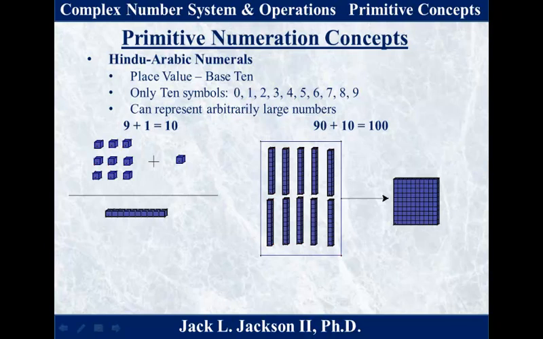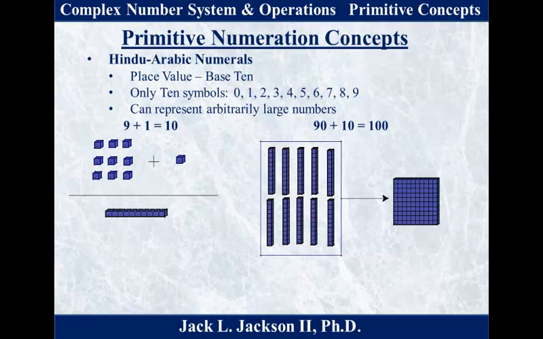So if we have 9 objects and we add one more, they can be all put together in an arrangement like this that I'm going to call a long, or called a rod or a long. It's a 1 by 10 or 10 by 1 rectangle if we turn it. And so that makes a grouping of 10. 10 tens makes a square arrangement like this that I'm going to call a flat, which is a group of 10 tens or 100 single items.